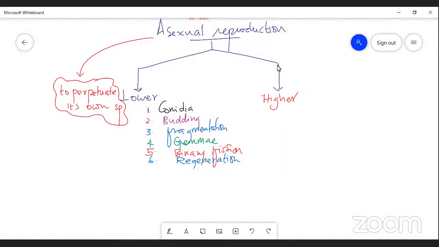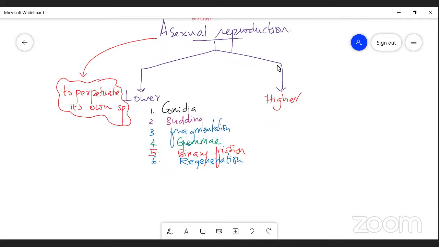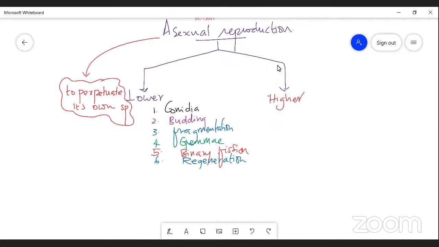The first category is conidia. Actually, conidia is nothing but a type of reproduction. I can say the best example for conidia is Aspergillus.